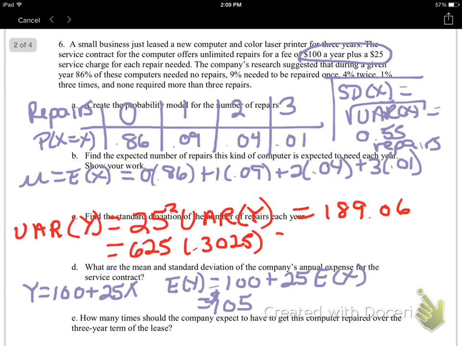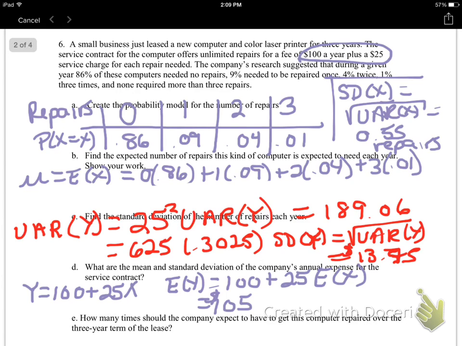189.06. So the standard deviation of y is equal to the square root of the variance of y, which is equal to the square root of my answer. So I get 13.75. Oops, yeah, 75 I wrote down. Okay, they had 69. I don't know how they got 69 and I got 75. Maybe it's a rounding error.